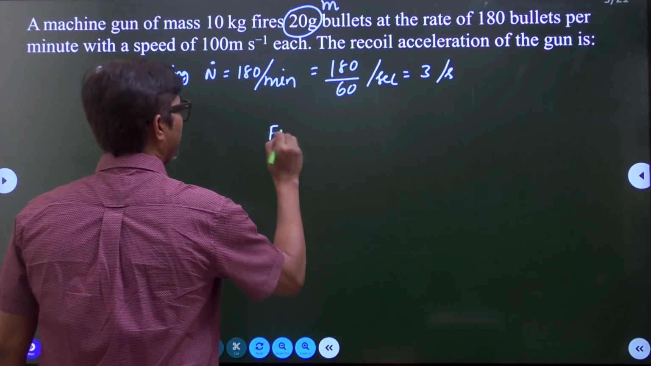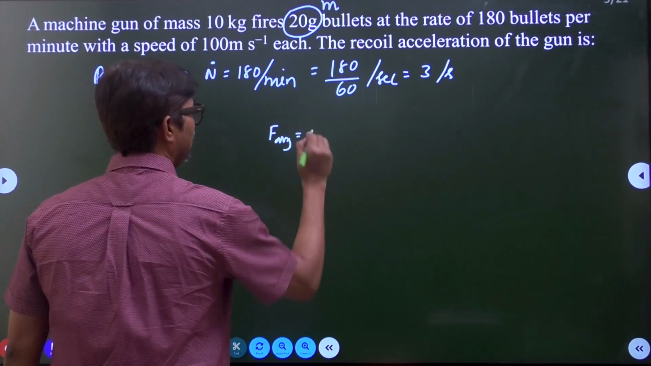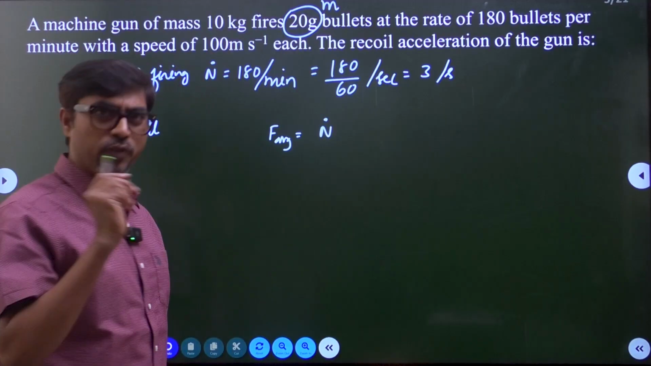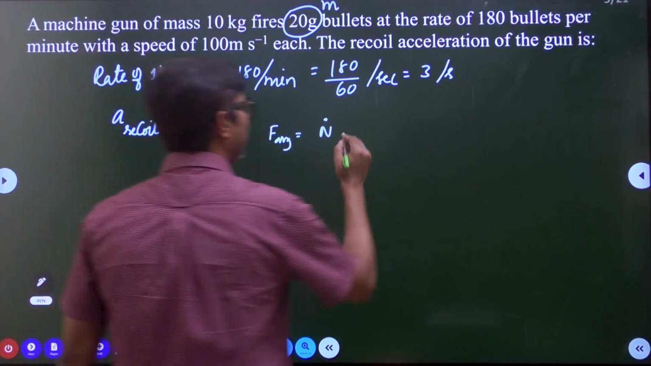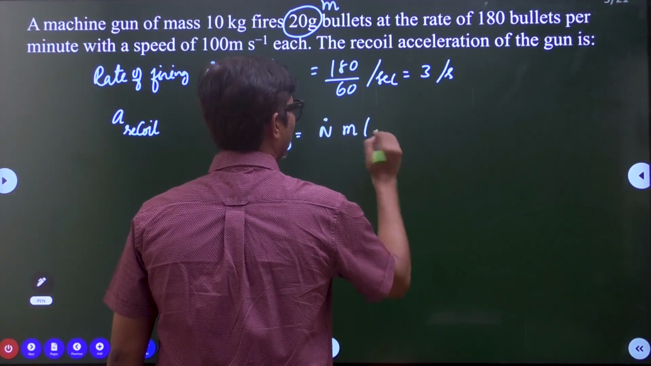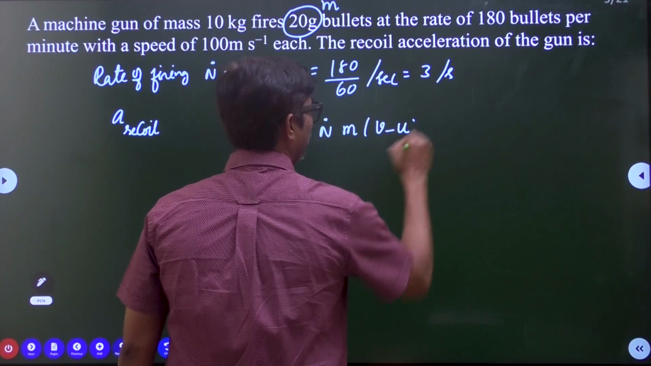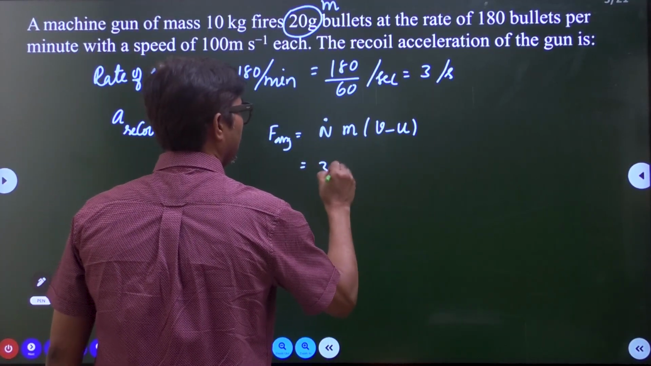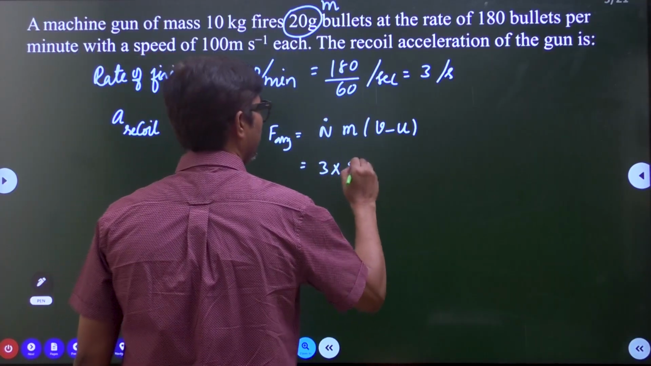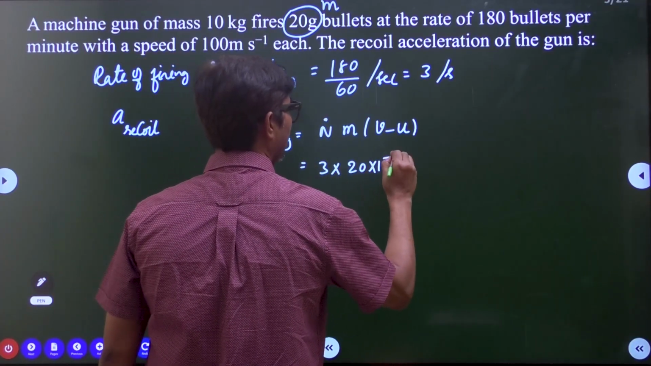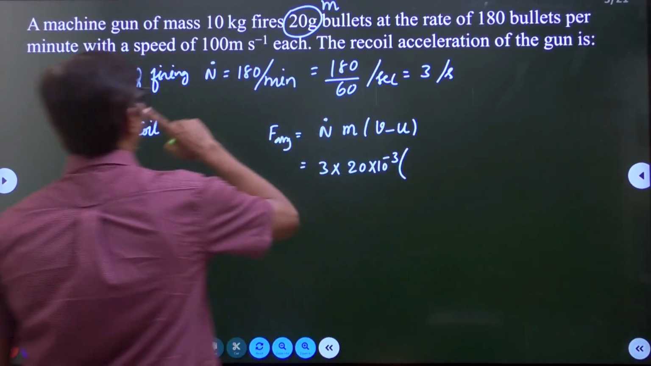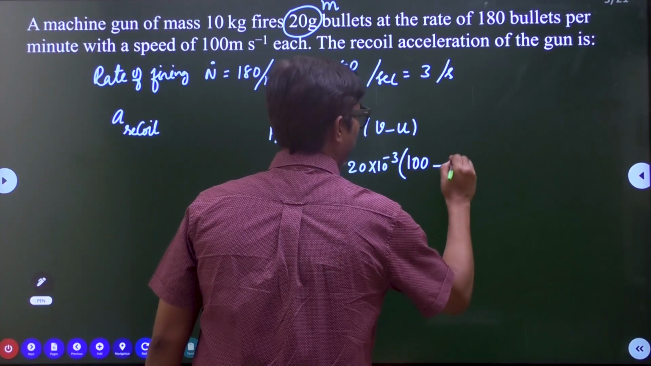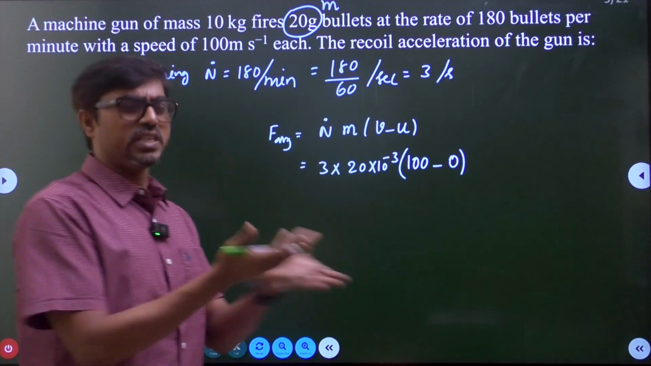Let's calculate the average force acting on the bullets. That will be equal to n dot, the number of bullets fired per second, times the momentum transferred, m into v final minus u initial. So n dot is 3. Mass of each bullet is 20 gram, 20 into 10 power minus 3. Finally, once it is fired, it will have 100 meter per second velocity. Before firing, it is at rest. Inside the gun, it was stationary.